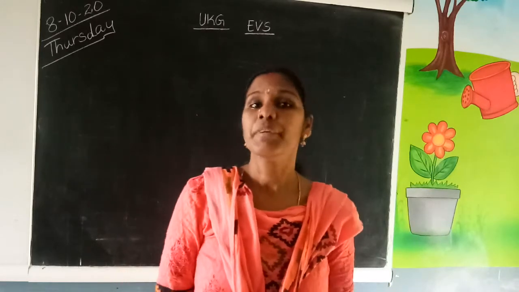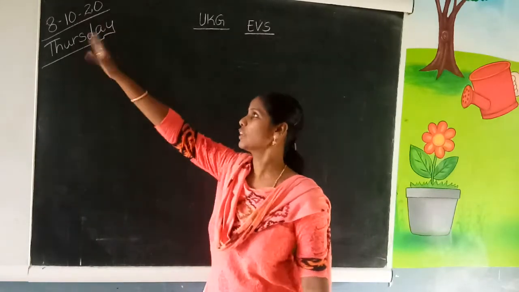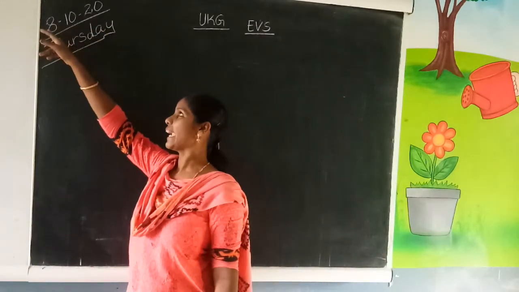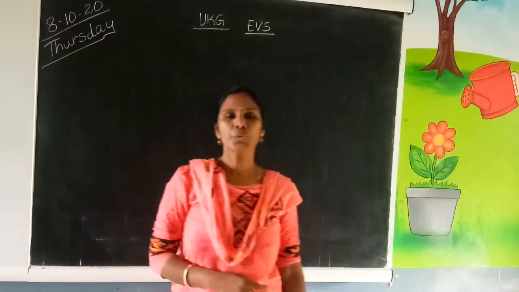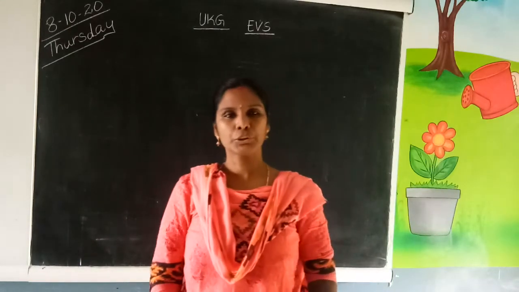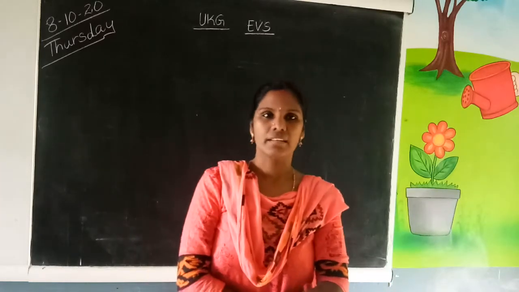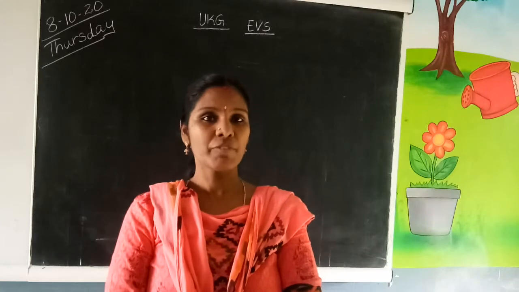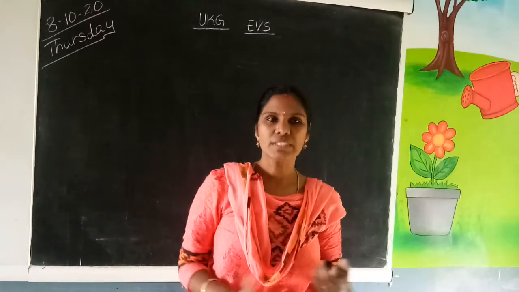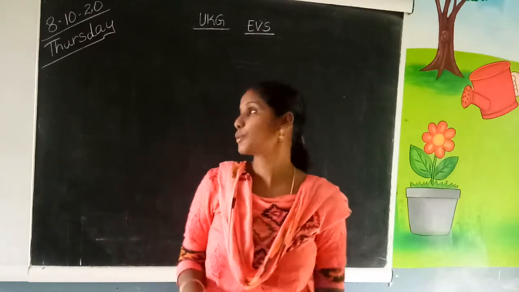Very good. Before starting the class, as usual, we'll update the calendar. What is the date? 8, 10, 20. So today's date is 8th October. If today is 8, what will be tomorrow? After 8 comes 9. What was yesterday's date? Before 8 comes 7. Yesterday was 7th October, today is 8th October and tomorrow will be 9th October.